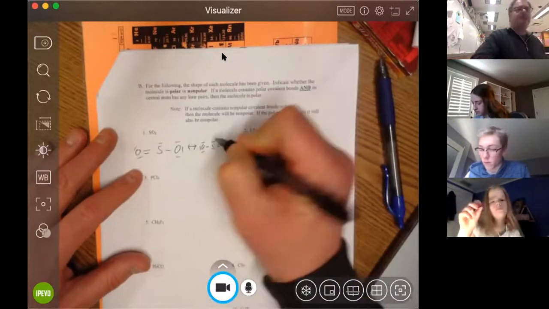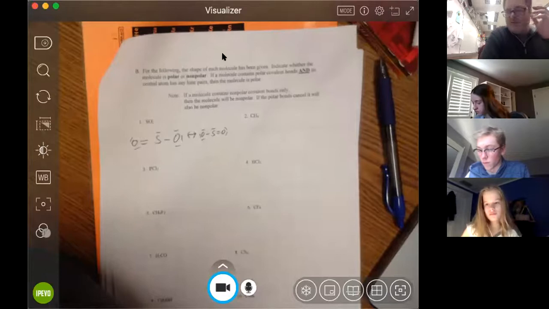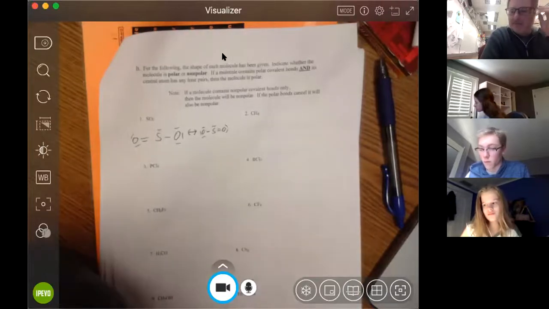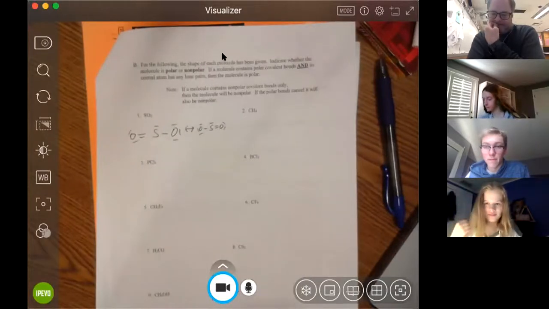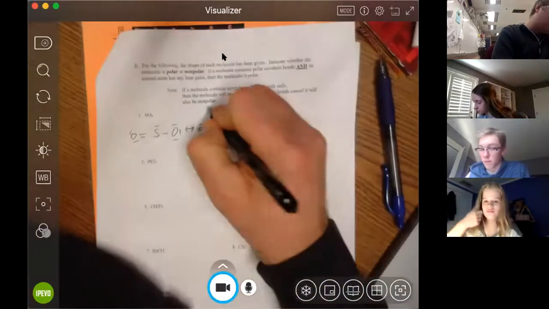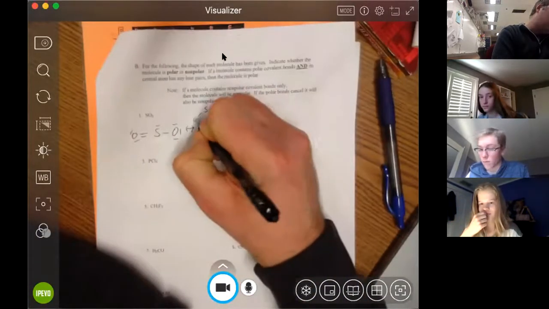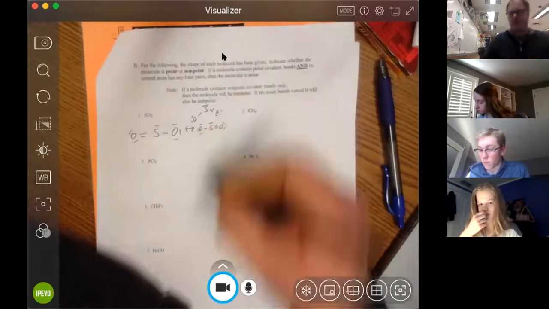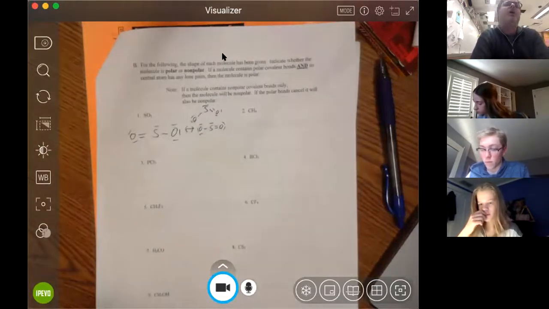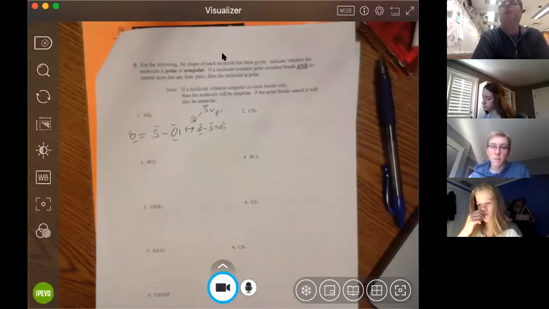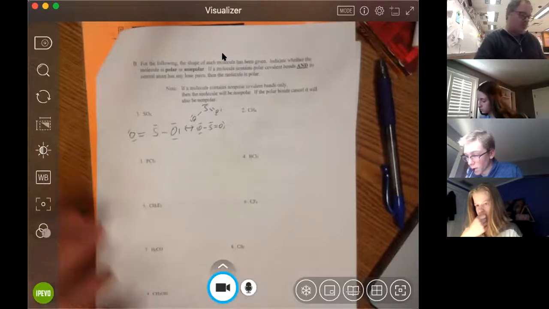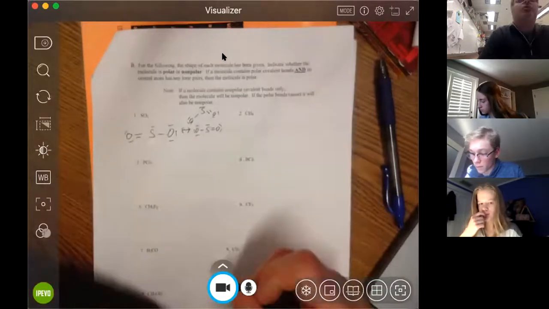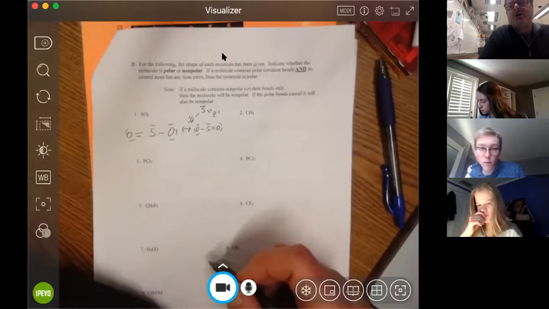What is the shape of this? Hopefully you didn't fall for this on yesterday's quiz. While it may look linear, it's actually what? It's bent. So what is the electronegativity difference between S and O? 1. So these are polar. Where is the pull? Toward S or toward O?